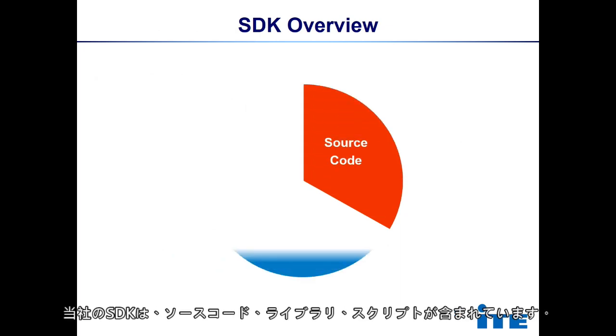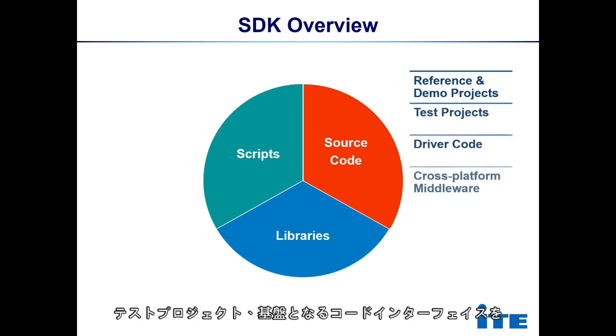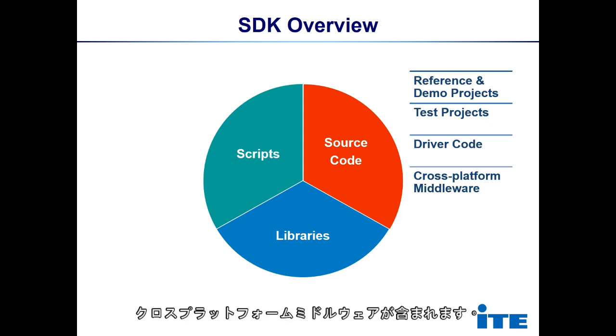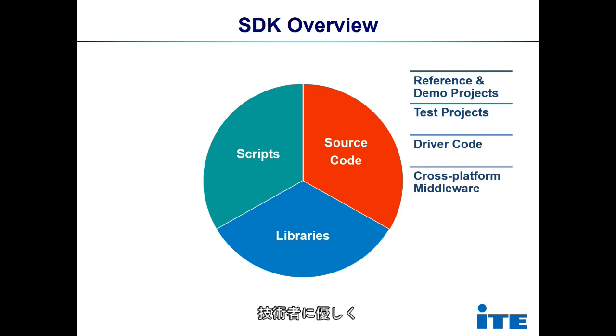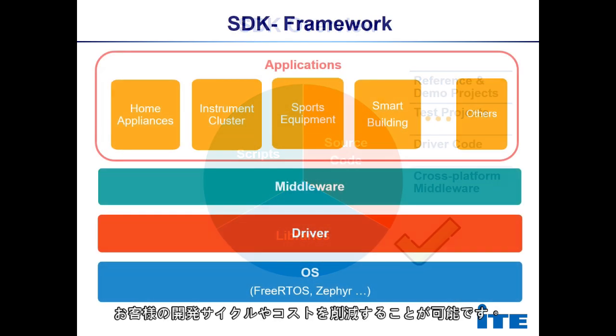Our SDK contains SDK source code, libraries, and scripts. Source code includes reference and demo project, test project, driver code, and cross-platform, middleware, etc. The spirit of the ITE SDK is open source, which is relatively friendly to engineers and can be modified by them after they are familiar with the platform. ITE SoC SDK has the advantages of easy development with full functionality. Thus, the development cycle can be shortened and costs can be further reduced.